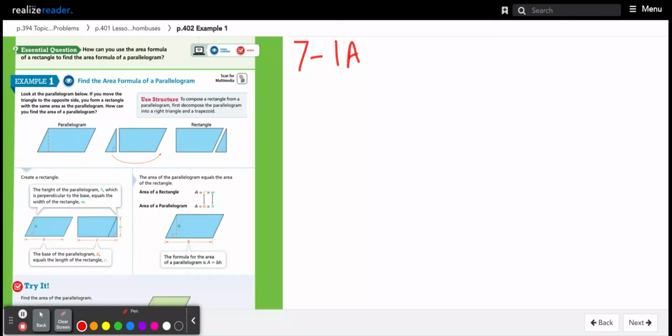This is lesson 7-1A. We're going to be finding the area of a parallelogram and a rhombus. When we talk about parallelograms and rhombuses, their shapes are very similar, but the difference is that a rhombus, which is very similar to a diamond, has 4 equal sides. So in a rhombus, all 4 sides are equal, and there's 2 sets of parallel sides. So the top and the bottom are parallel, the left and the right are parallel, and all 4 sides are equal. They're the same length.